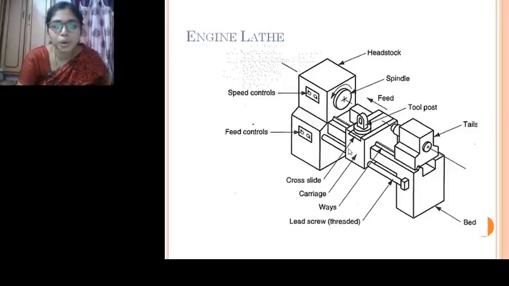And guideways are those on which this carriage will be moving. So for the feed, the carriage will be moving forward or backward. It will be moving in the parallel direction to the workpiece, whereas cross slide is the one which will be moving for feed which is provided in the perpendicular direction. For feed in the perpendicular direction, we give it to the cross slide, whereas carriage is the one which will be providing the feed in the parallel direction to the workpiece. So now here we'll see a small video on this.